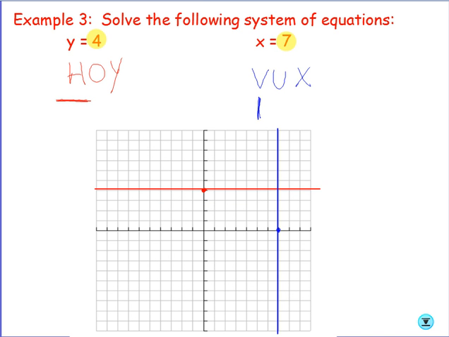And as you can see, they definitely cross. They cross right there. So we are ready to write our pair. Starting in the middle, I need to go to the right. 1, 2, 3, 4, 5, 6, 7. So positive 7. And then I need to go up 1, 2, 3, 4. So positive 4. And that one is done as well.